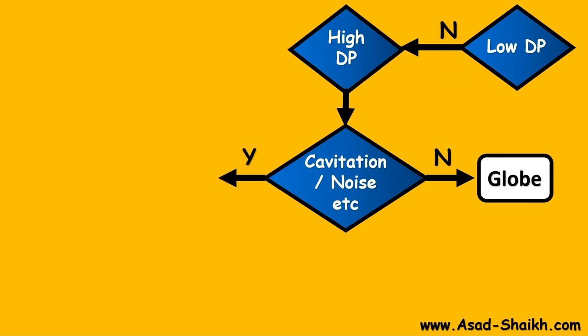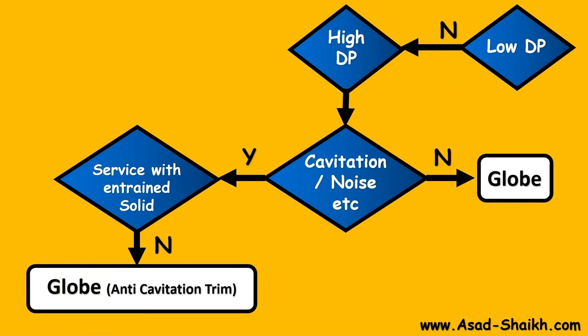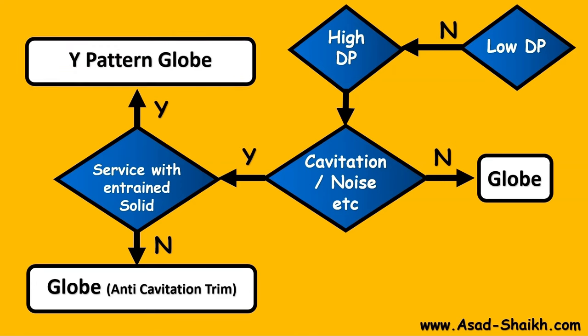If cavitation and flashing are prone, and you see the DP to be too high, then you need to look at the type of service. Is the service having entrained solid particles or not? If it is not having entrained particles, then you can go for special designs such as anti-cavitation trim, etc. If it has solid particles, then it's a tricky choice and you might have to go for a Y-pattern globe valve or an angle valve.